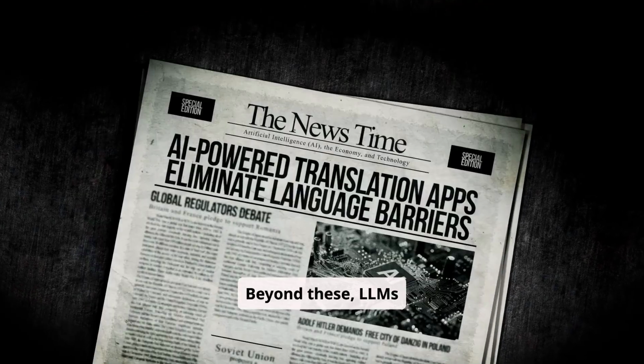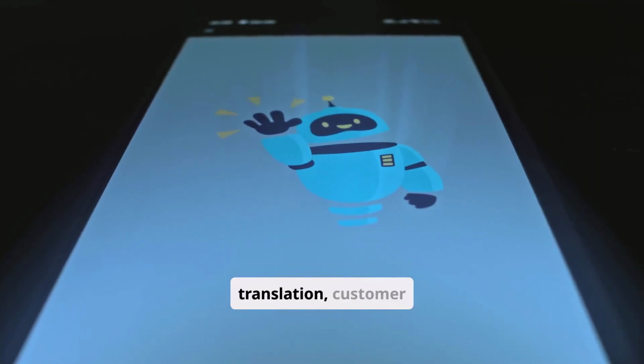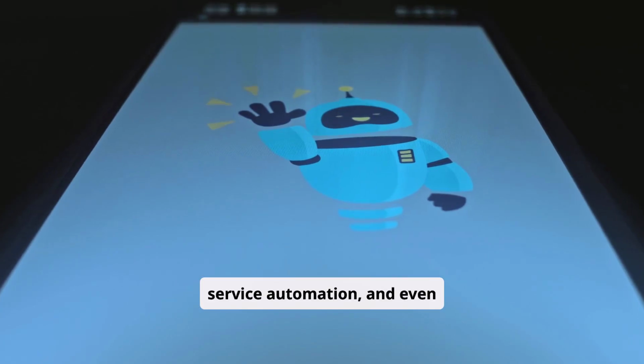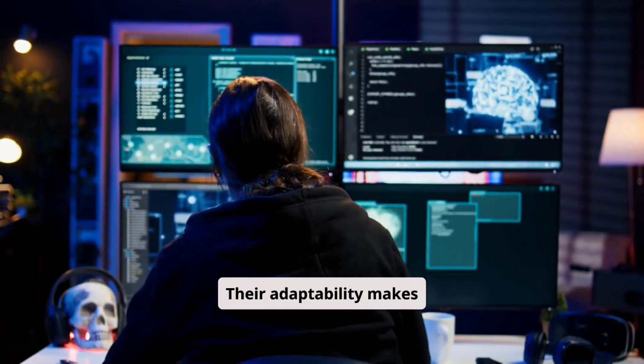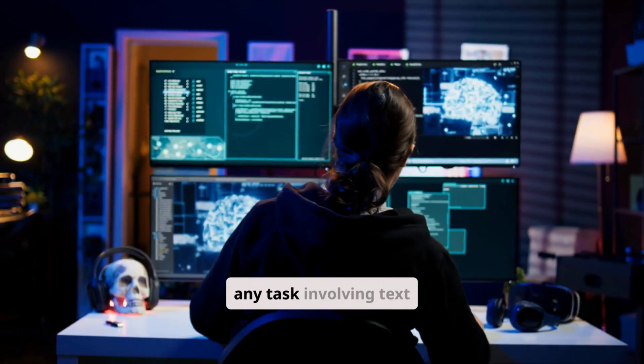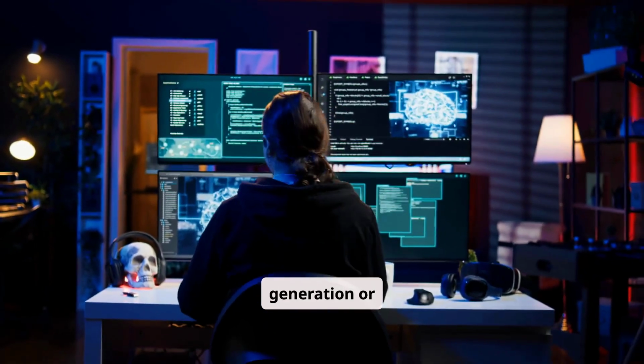Beyond these, LLMs are excellent for language translation, customer service automation, and even creative writing like poetry or scripts. Their adaptability makes them valuable tools for almost any task involving text generation or comprehension.